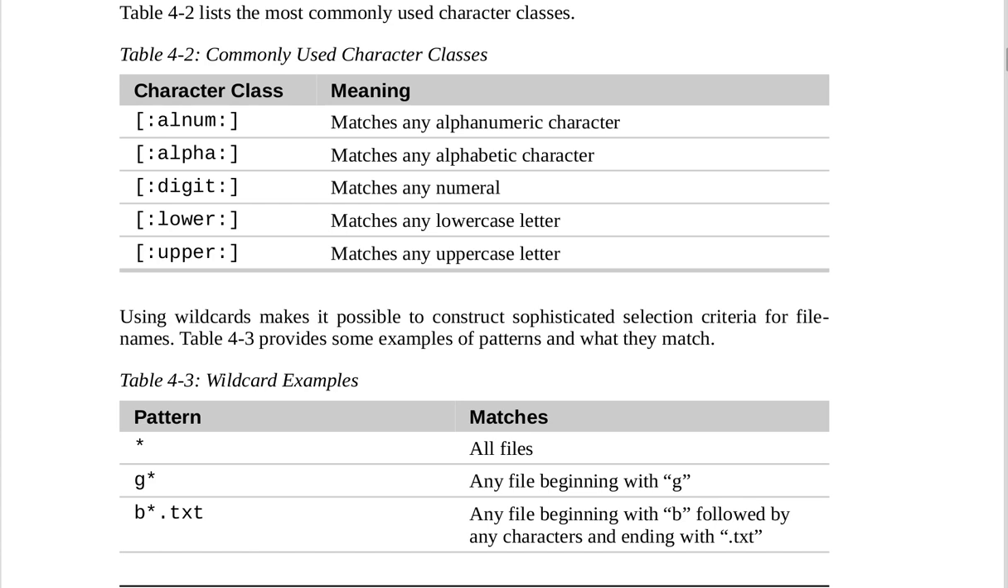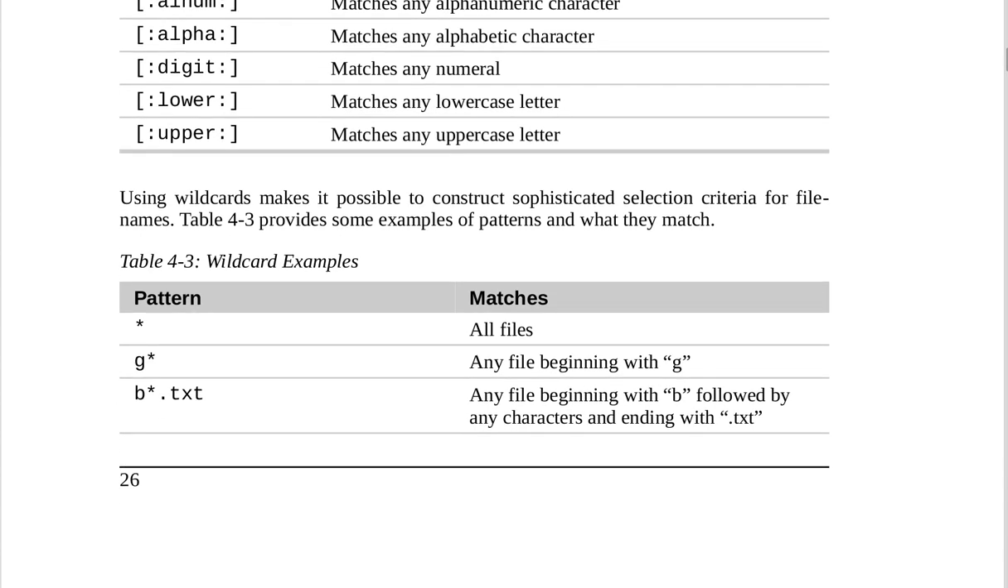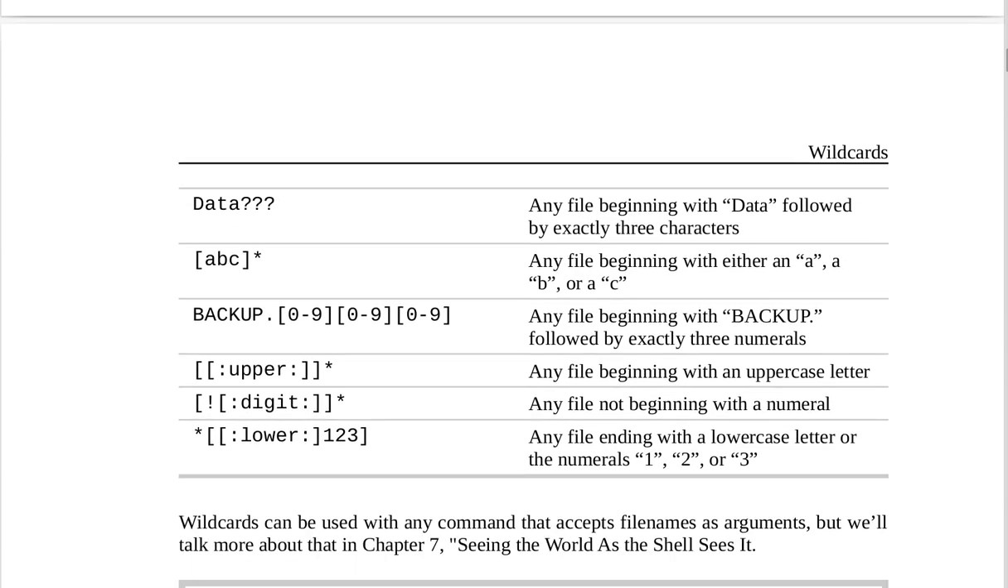Using wildcards makes it possible to construct sophisticated selection criteria for file names. Table 4-3 provides some examples of patterns and what they match. So wildcard examples. Star matches all files. G star, any file beginning with G. B star dot txt, any file beginning with B followed by any characters and ending with dot txt. Data, question mark, question mark, question mark. Any file beginning with data followed by exactly three characters. Bracket ABC close bracket, star. Any file beginning with either an A, a B, or a C.